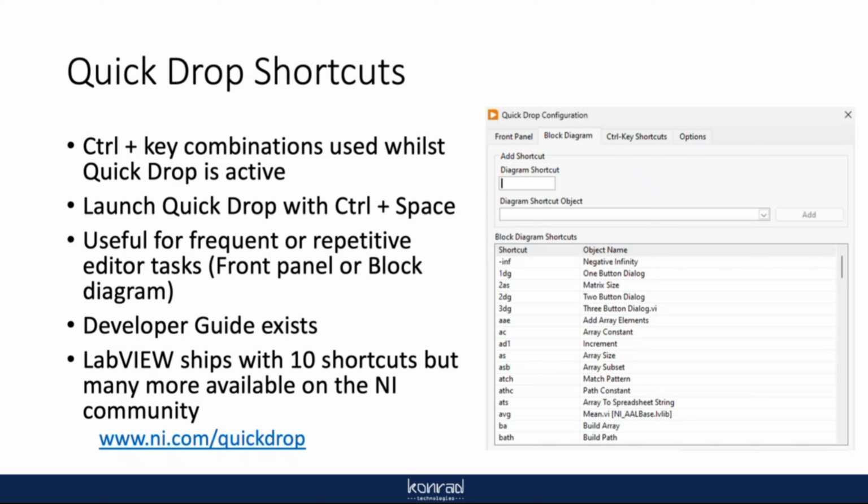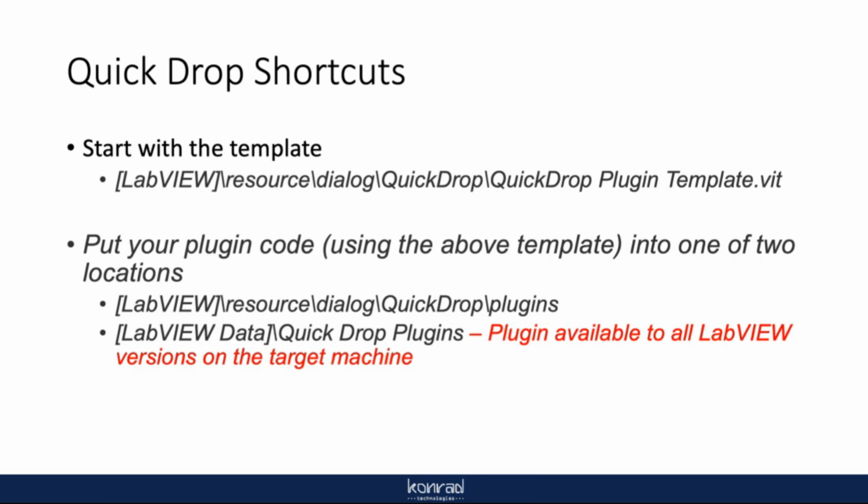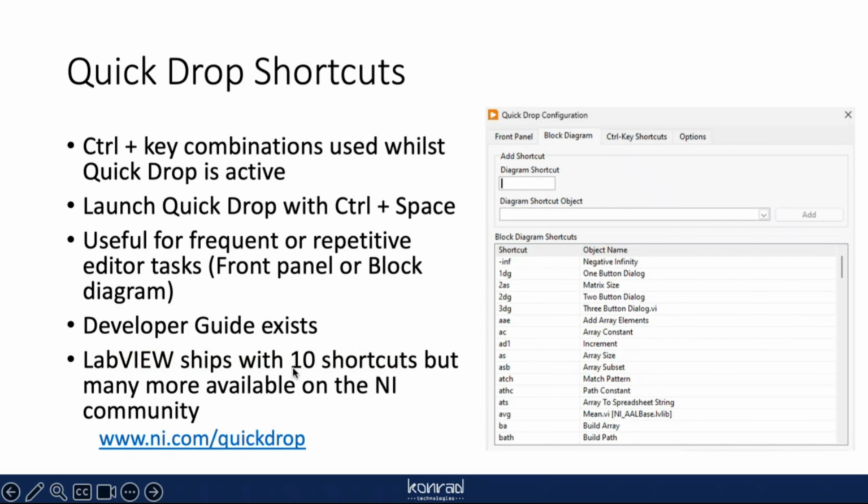Well, perhaps I'd like to be able to color my alternate structures directly while I'm on the block diagram. I don't want to go to the tools menu like I did previously, or run a scripting VI. I actually want to be able to do that from the block diagram. Let's have a look how we can do that. As I mentioned, LabVIEW already ships with 10 shortcuts, but there's loads available on this website as well, ni.com/quickdrop. You might want to check that out first, just in case somebody's already written the shortcut that you're thinking of creating.